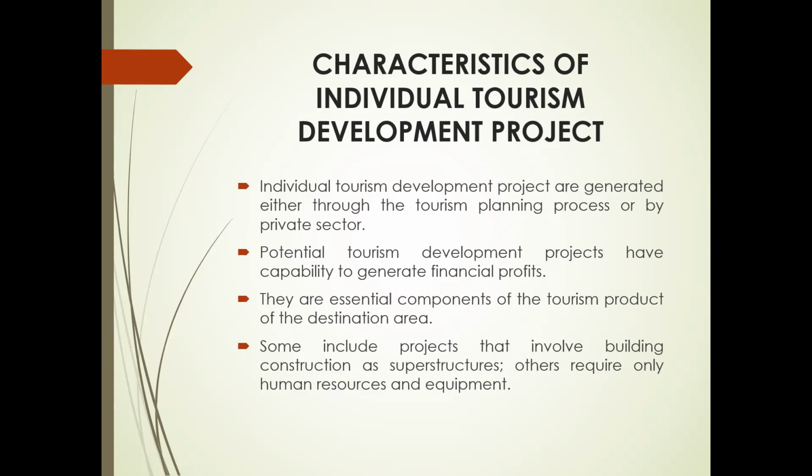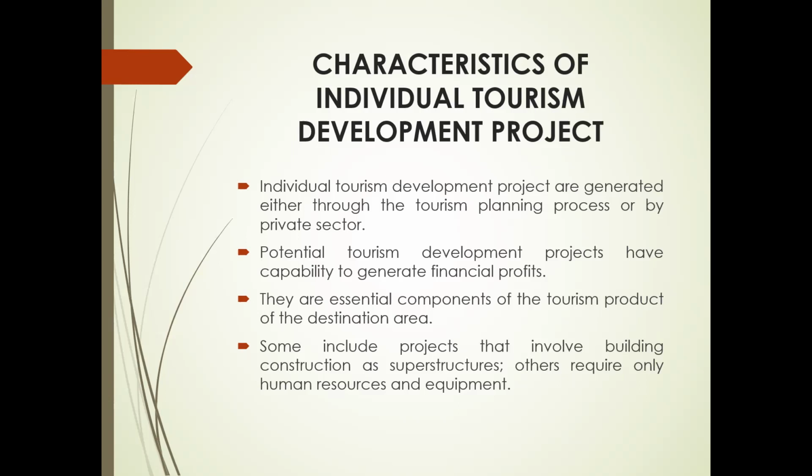Potential tourism development projects have some basic differences. The first is their capability to generate financial profits, and some projects such as hotels and commercial attractions are profit generators, while others such as travel information centers and infrastructure facilities are usually not. Although the latter facilities do not generate direct revenues, they are essential components of the tourism products of the destination area. Profit-generating projects are the subjects of cost-benefit analysis.